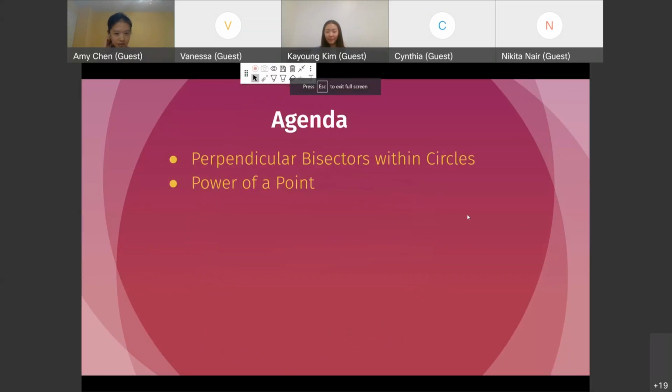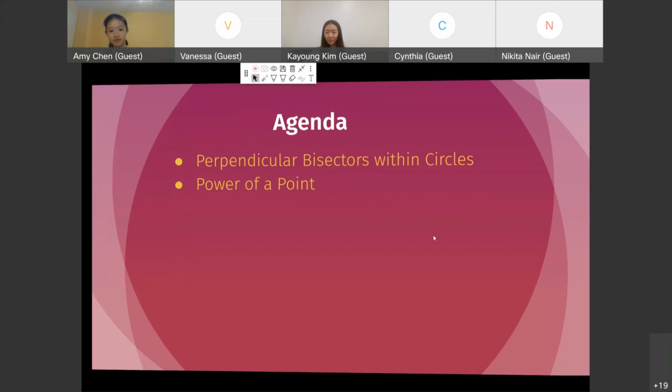All right. So this is our agenda for today. Pretty much we're just doing 2 things, but one of these things is a little bit more complex. So we're going over perpendicular bisectors and circles. This is a very long word, but it's not really. It just means perpendicular lines that split a line in half. And then we're talking about the power of a point theorem.